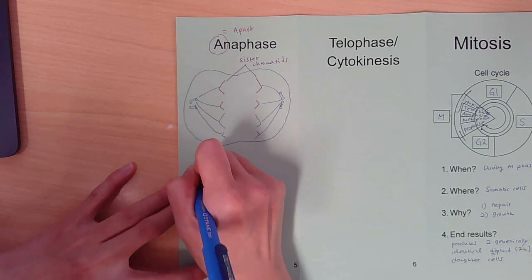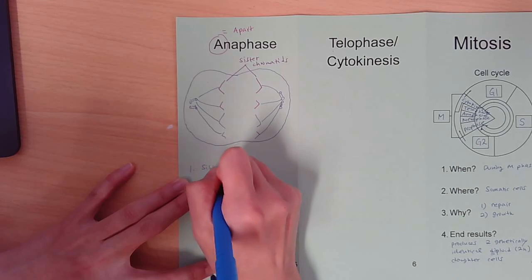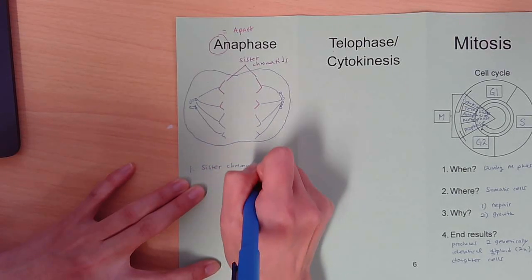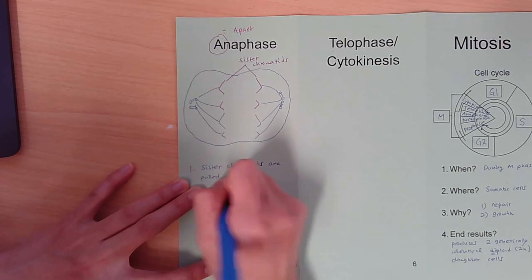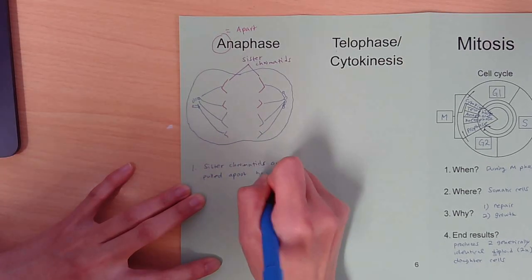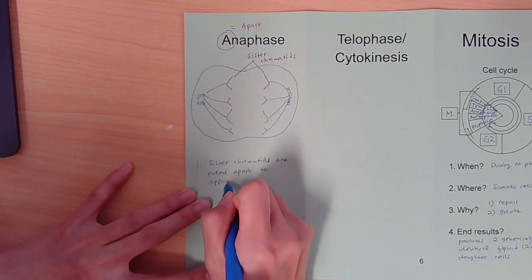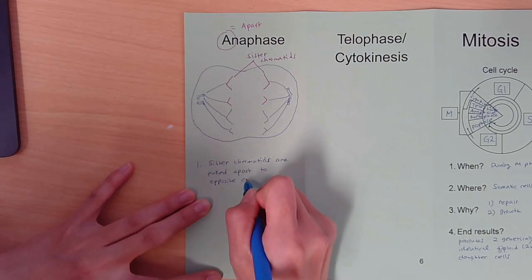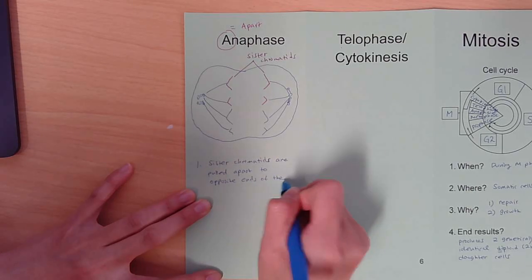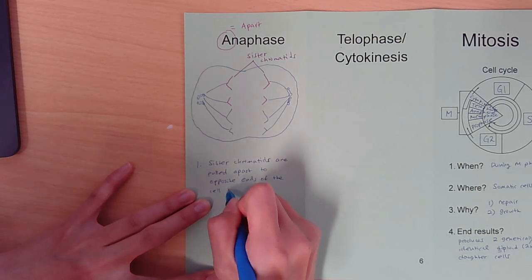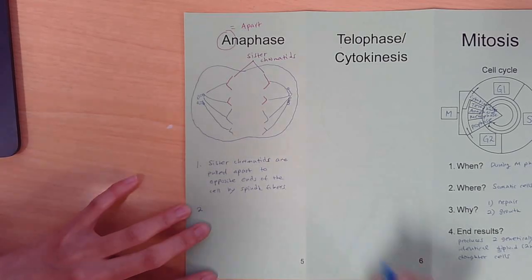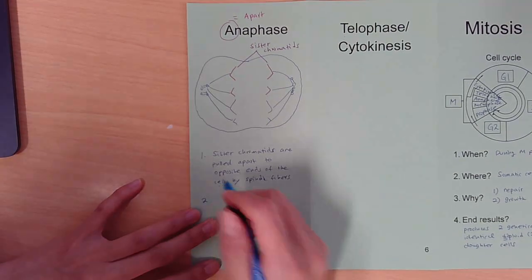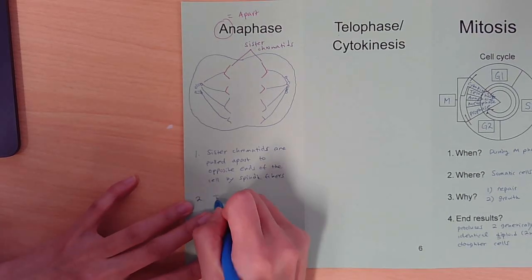So let's go ahead and summarize the key events here. The sister chromatids are pulled apart to opposite sides. As spindle fibers depolymerize, and as we talked about already, the cell elongates.